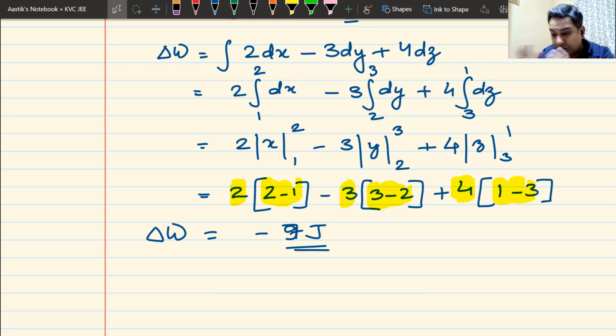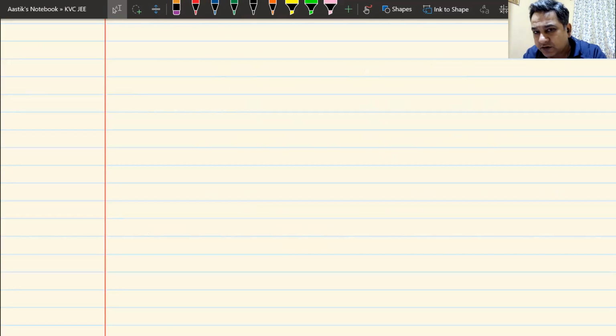Now, this method is definitely longer than the shortcut or the smart work that I gave you, because the general method is always long. So how do you get to those smart works? I'll tell you some of the smart works, but some of them you will have to do on your own. That is how you will improve.